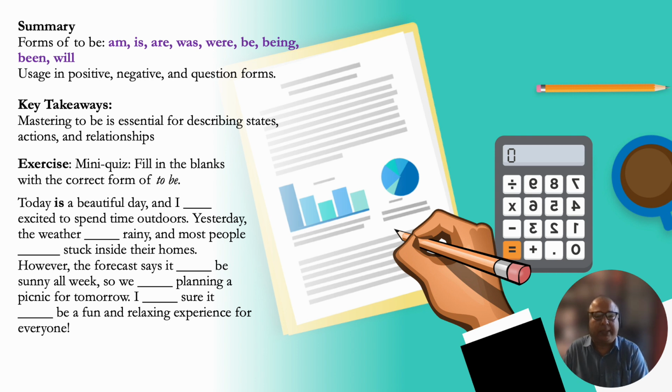Okay, we're almost at the end of the lesson. Let's summarize what we have learned so far. We learned that to-be verbs are am, is, are, was, were, be, being, been, and will. Okay, so they're positive, negative, and some to-be verbs are used in question forms. All right, so let's do this exercise so we can wrap up this lesson. I would like you to take at least 2 minutes, maybe more, and do it slowly, don't rush. Pause the video now, complete the exercise.